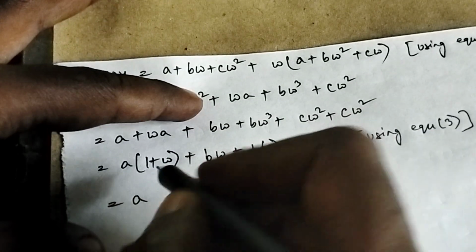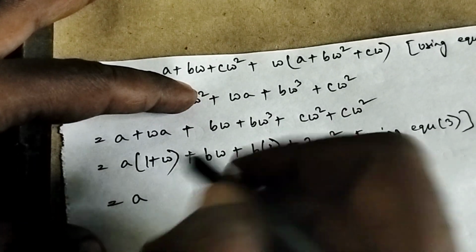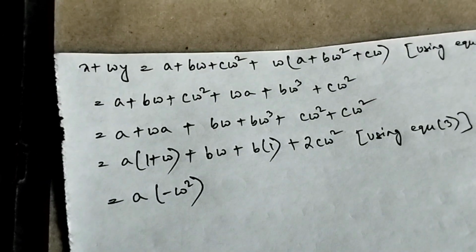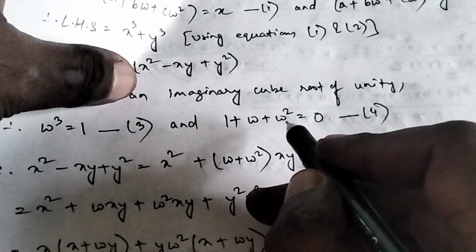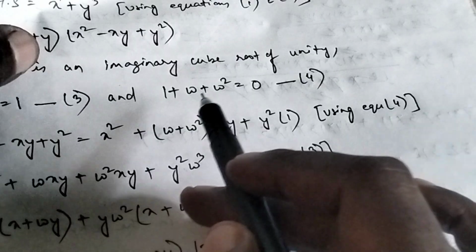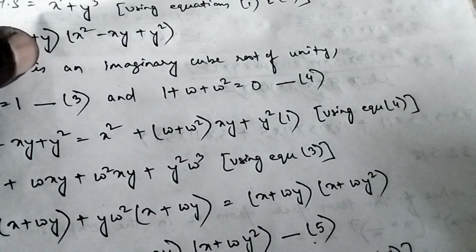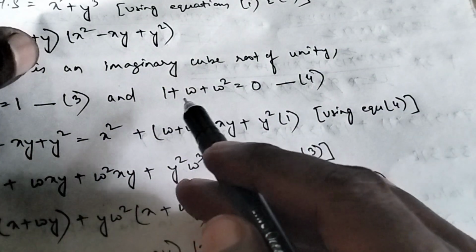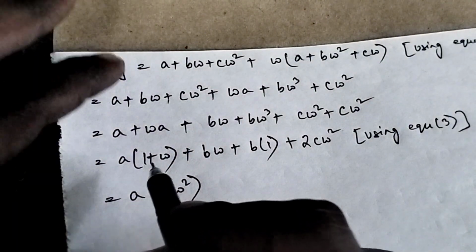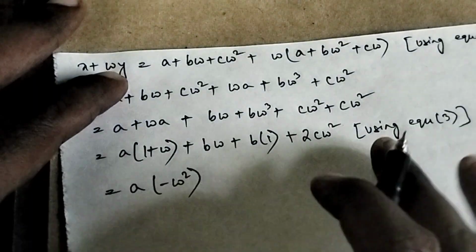In place of 1 plus omega I can put minus omega square. Why? Because 1 plus omega plus omega square is equal to 0. So 1 plus omega is minus omega square using equation 4. In place of 1 plus omega I can easily put minus omega square.